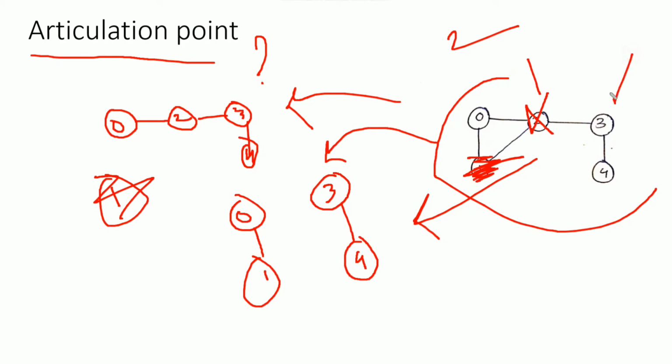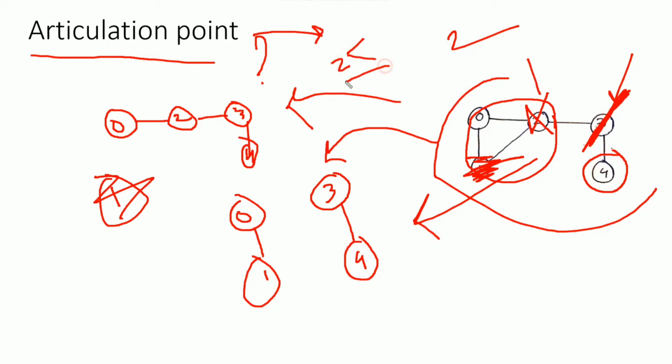Now if I see vertex 3 and remove it from the graph, then after removal of vertex 3, it will split the graph into two components. The first component will be this one and the second component will be this one. So the vertex on removal of which the graph splits into two or more components is known as an articulation point.